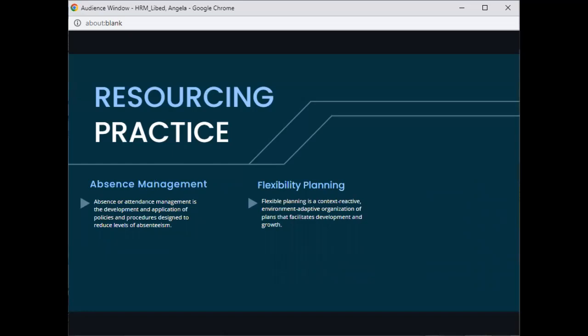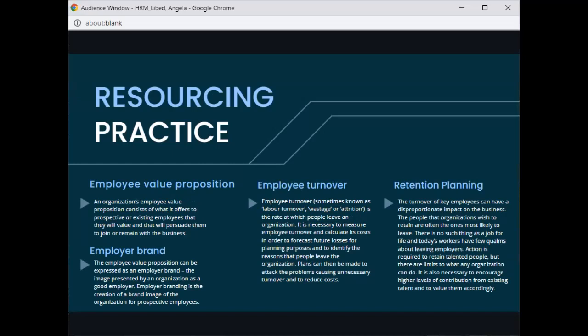Meron din para factors affecting retention. So, retention strategies should be based on an understanding of the factors that affect whether or not employees leave or stay. So, for early career employees, 30 years old and under, career advancement is significant. So, parang mas nagre-resign yung mga mas bata kasi parang gusto pa nila mag-explore ganyan, job hopping.